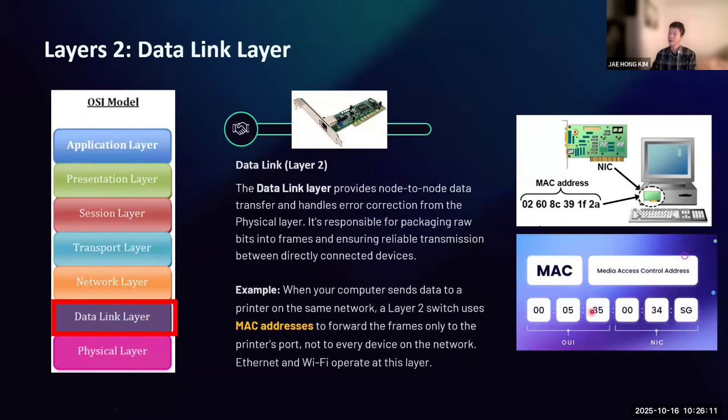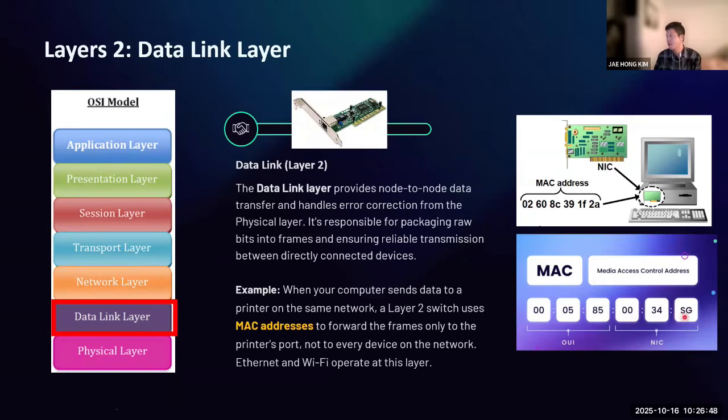The first 3 bytes are the OUI, the Organization Unique Identifier. This is for the manufacturer. For example, Cisco has its own OUI, and if you have an NVIDIA network card or graphics card, they also have their own OUI. And if you have a Broadcom network card, it also has a unique OUI. So the first 3 bytes identify which manufacturer it comes from.